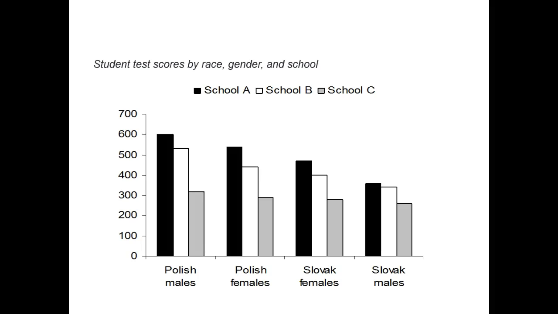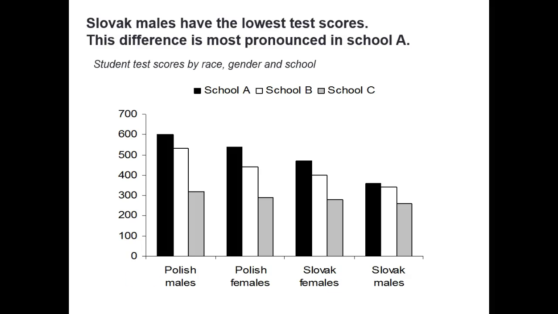And so the story, the way this is shaped, this is a good example of using a bar graph to distinguish among groups. I think the way that we tend to interpret this is we focus here on Slovak males. So the story here might be Slovak males have the lowest test score, and this difference is most pronounced in school A. We have a secondary trend. There's more than one story going on here.